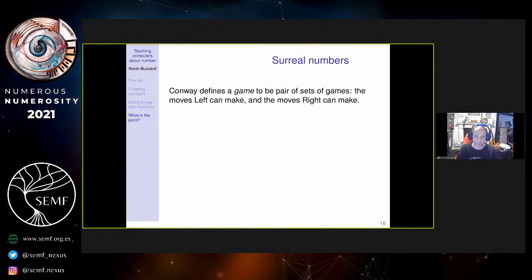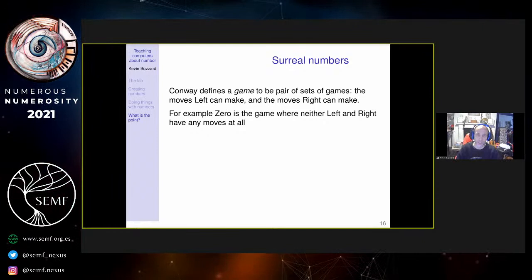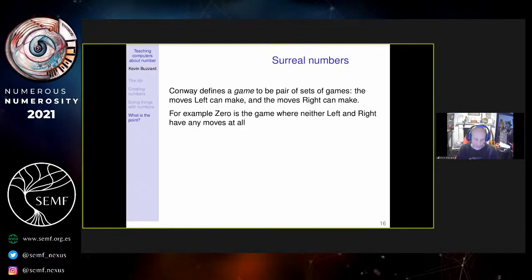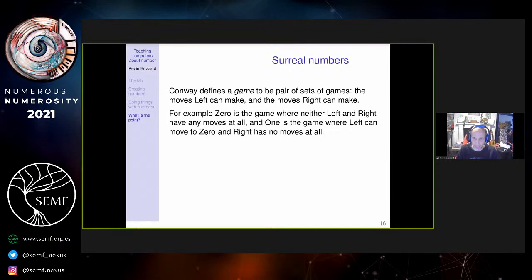And you might think, well, this is not going anywhere because he's defined a game, but it involves a pair of sets of games. But the trick is, of course, you can have the empty set of games before you've made any games at all. And then Conway defines 0 to be the game where neither Left nor Right can make a move. Left and Right, the player 1 and player 2. And he defines 1 to be the game where Left can make one move to the 0 game and Right can't make any moves at all. And he can go on there. You see, you can imagine this is just the same sort of story.